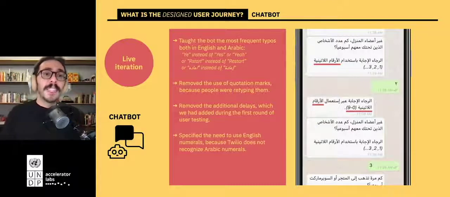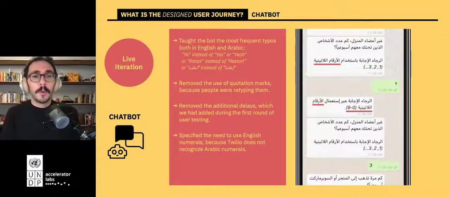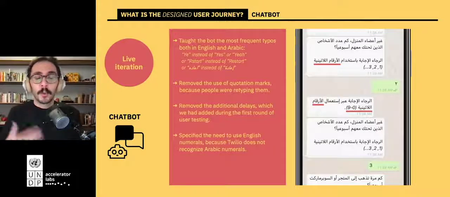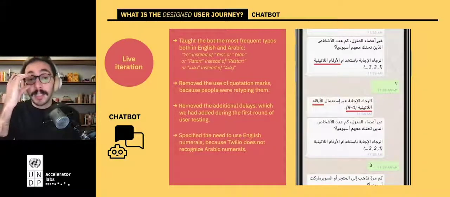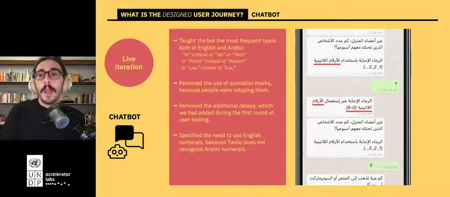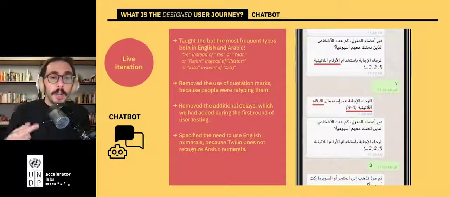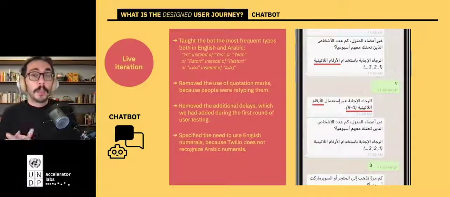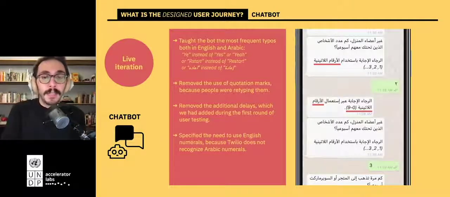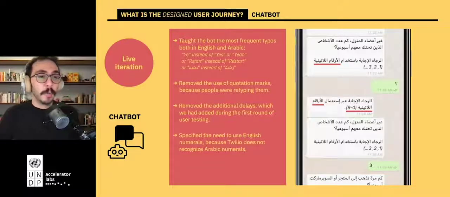We also specified the need to use English numerals, because Twilio, the platform, doesn't recognize Arabic numerals, or actually Indian numerals. For example, the question that asks how many people do you come in contact with on a daily basis outside of your household, users had to reply with a Latin or English number, so that the algorithm in the back end could take that number, put it into an equation, and spit out a total number. So we had to tell people that you have to use Latin numbers, and give them the example of 0 to 9, as opposed to 0 to 9 in Arabic or Indian numerals.